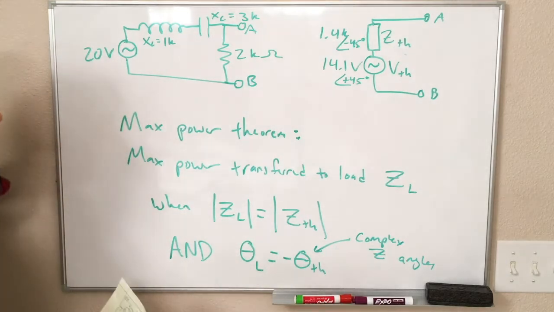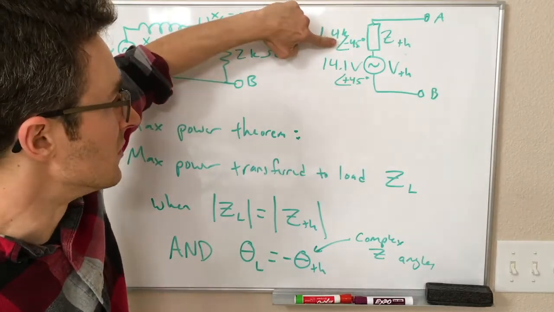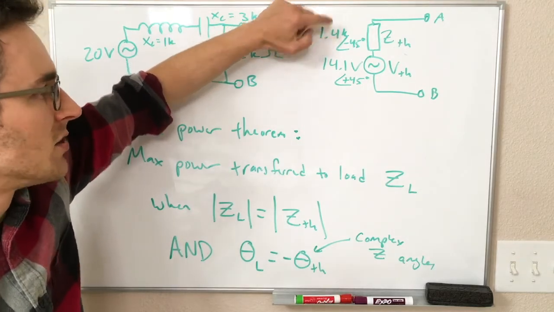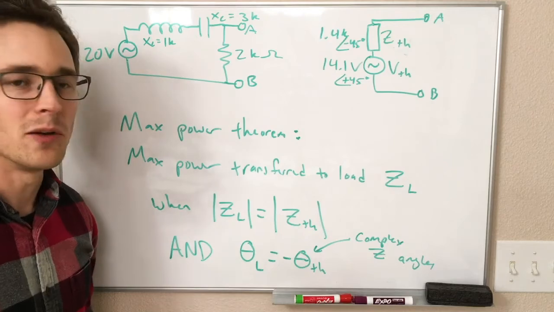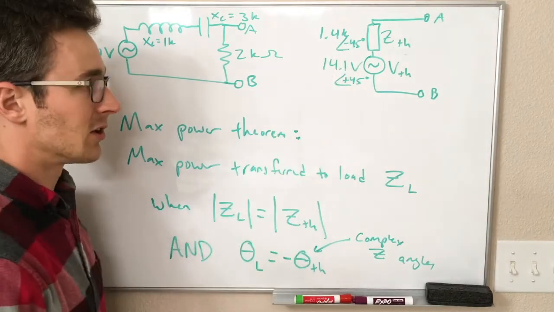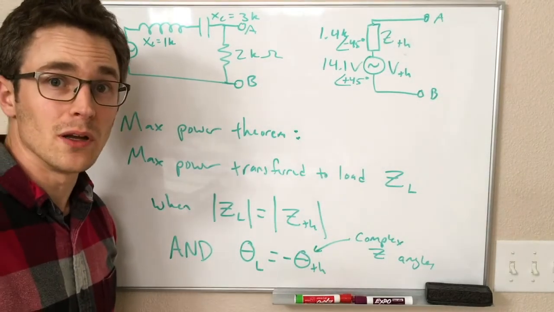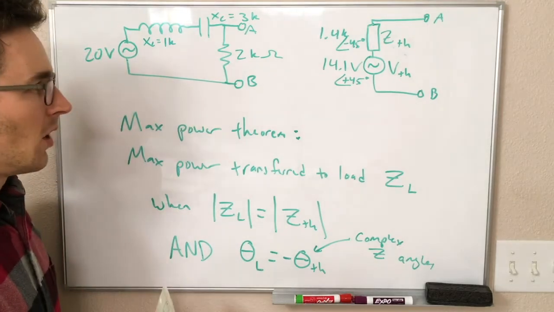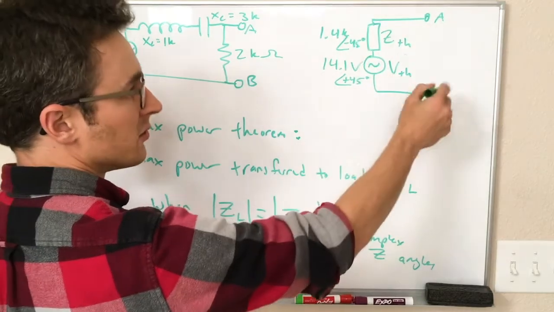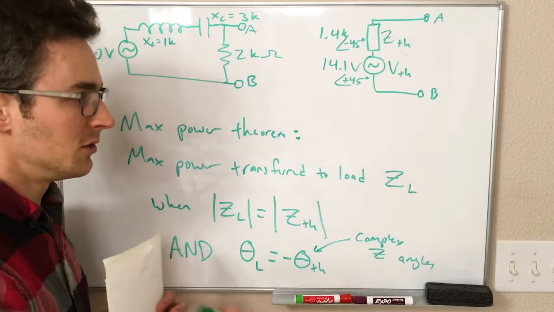So what does this mean? Well, this means that if we have a circuit whose Thevenin equivalent, like in this case, is somewhat capacitive, minus 45 degrees, if we want to get the most power out at A and B, we need a load whose angle is minus 45 degrees, which is plus 45 degrees. We need a load that is inductive between A and B. So in general, inductive circuits like capacitive loads and capacitive circuits like inductive loads, meaning you get the most power out.